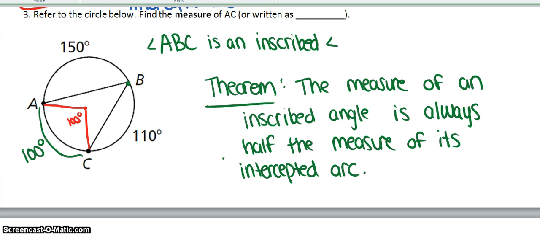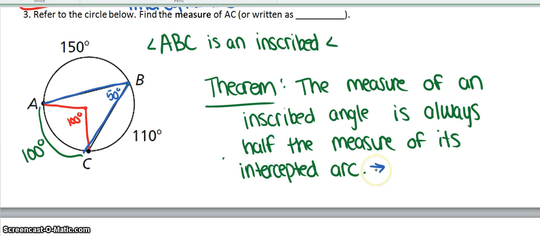So to go back with our example, I wanted to know the measure of AC, and then I can find the measure of ABC. So here's our inscribed angle, and we don't know this, but we know that the arc is 100. So if the arc is 100, the measure of the inscribed angle is always half. So the measure of this angle is 50 degrees.